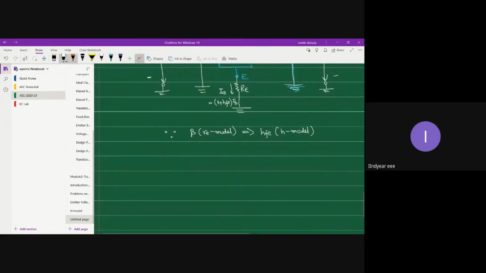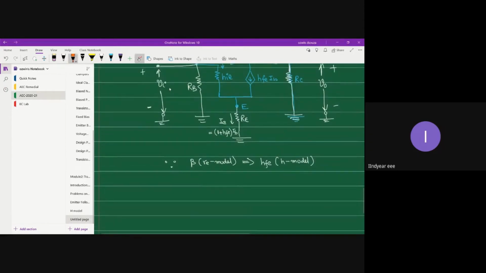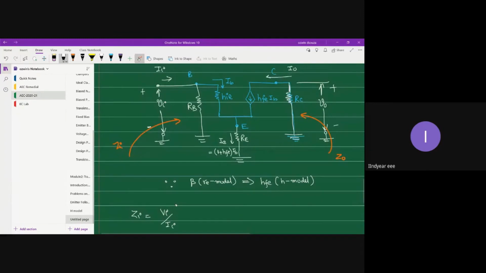Okay, and you can start extracting ZI, Z0. Everything remains the same. It is just like your RE model, except for the terminology. So this is ZI. This is Z0. ZI is basically VI by II. But things are not straightforward here because between base and ground, you have RB in parallel with these two resistors, HIE and capital RE.